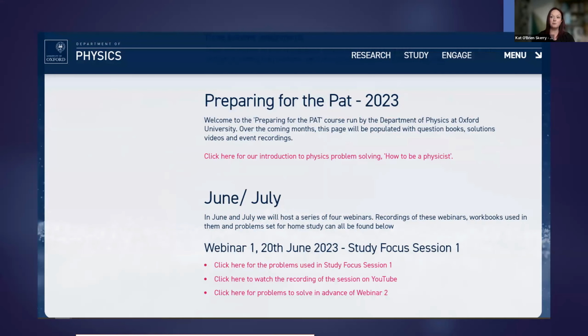The introduction to problem solving, which you can see at the top in pink, has some of those general hints and tips, but it gives you a bit more detail than Rachel was able to go into in just one session. Underneath there are all the links related to the first webinar: the problems which Rachel was using, the recording of the session, and the problems which we asked you to take a look at before today, if you had time.